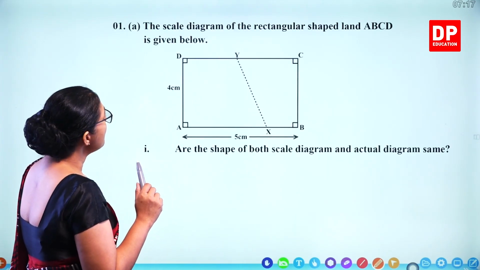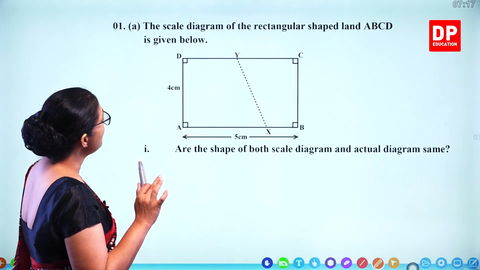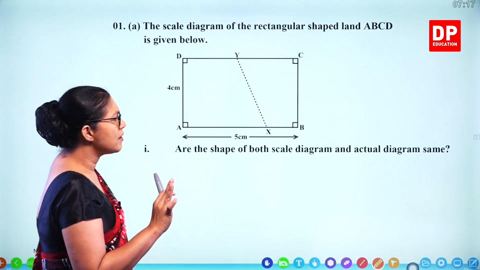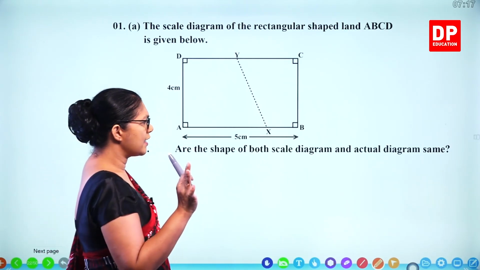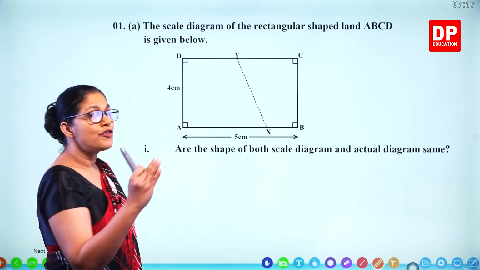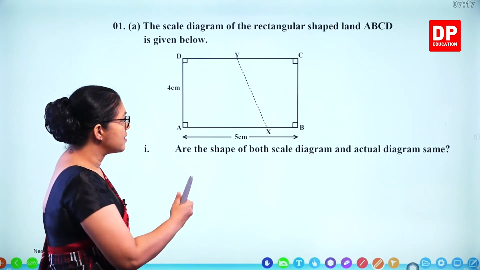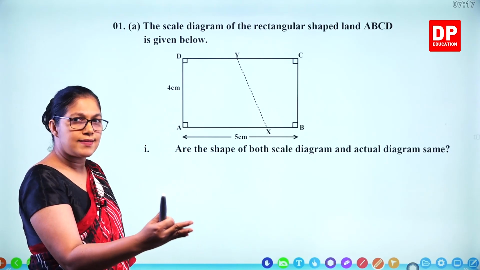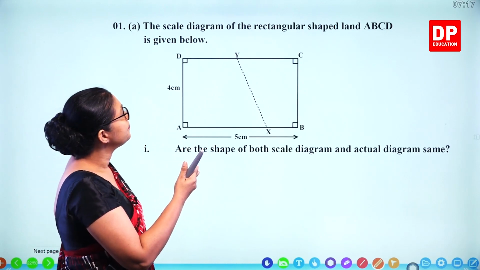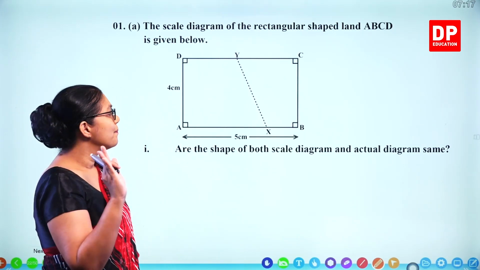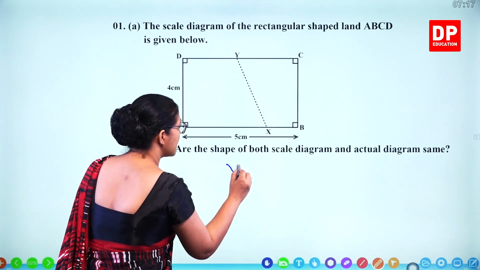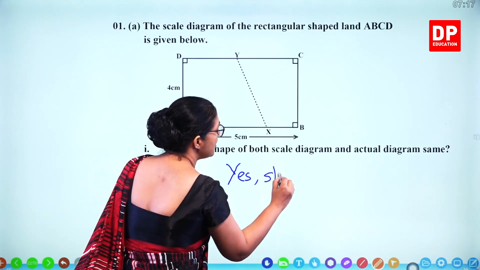The scale diagram of the rectangular shaped land ABCD is given below. So this is the scale diagram. Are the shape of both scale diagram and actual diagram same? What do you think? Shape is the same, only the sizes are different. So when you are drawing a scale diagram, if it's a rectangle, you are getting a rectangle as the actual figure. This is a rectangle for the scale diagram. The shapes are the same. So you can say, are the shape of both scale diagram and actual diagram same? Yes. Shapes are the same.